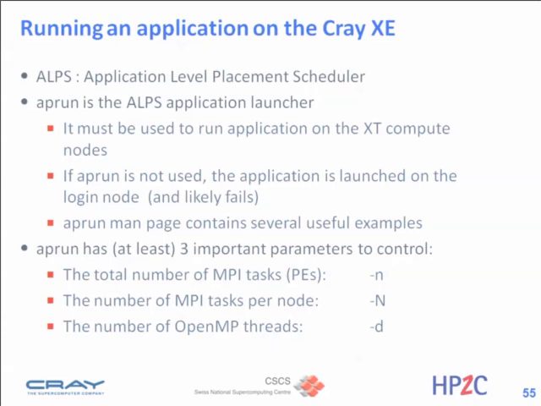If you are running a hybrid application which has MPI and OpenMP, the combination of capital -N and -d allows you to control how your application runs on a node. Okay? So, for example, if you have 4 OpenMP threads in your MPI application, you need to specify -d4.